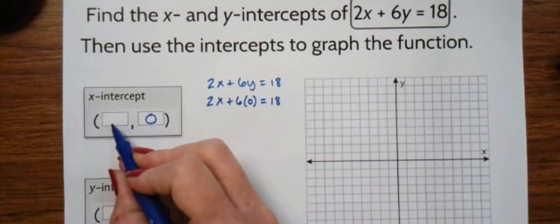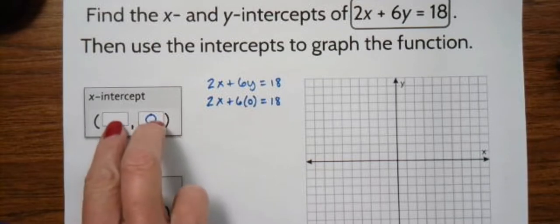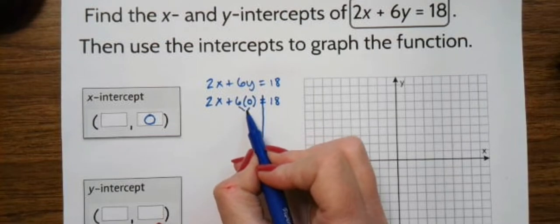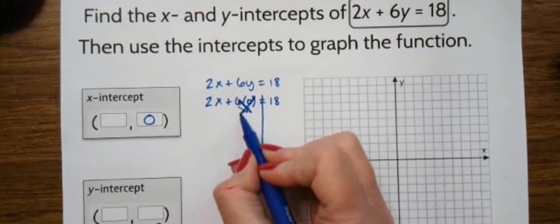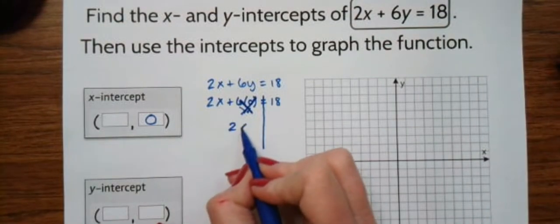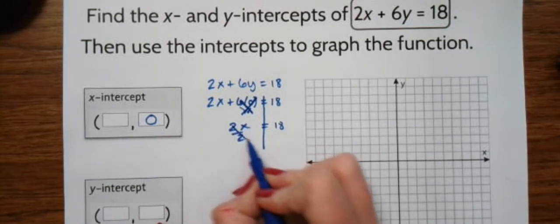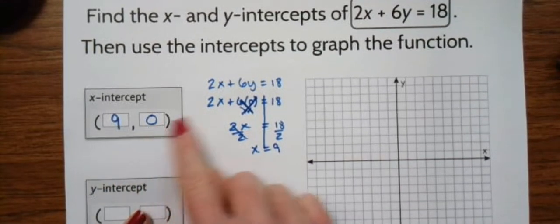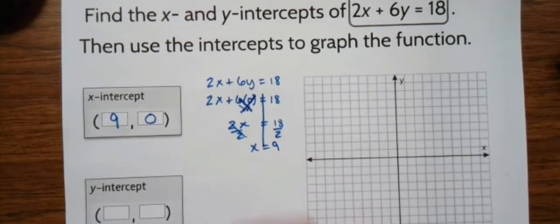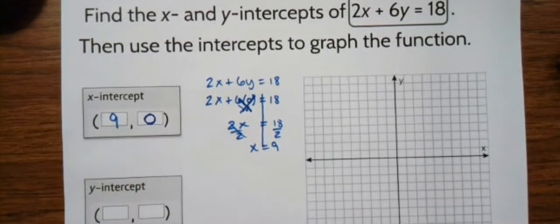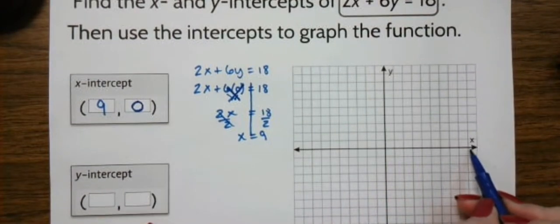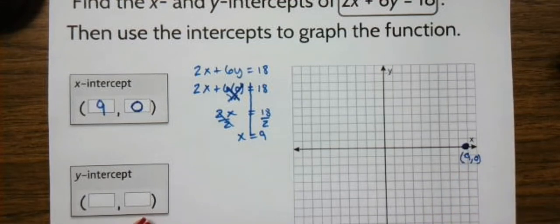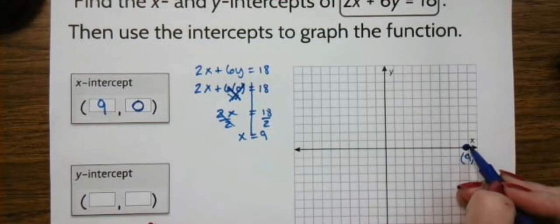And I'm going to solve for x. What is the value of x when y is 0? I'm trying to figure out what point makes this equation true. Well, I know that 6 times 0 is just 0, and this just cancels out. So I end up with 2x equals 18, divide by 2, x equals 9. So when y is 0, x is 9. So my x-intercept is at the point (9, 0). So I'm just going to go along the x-axis and I'm going to graph the point (9, 0) right here. There it is. No need really to label it.